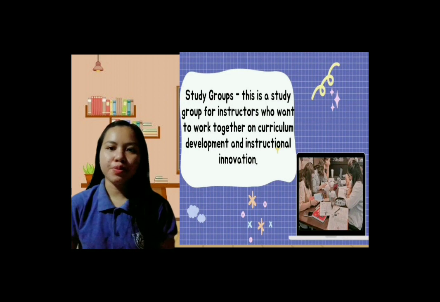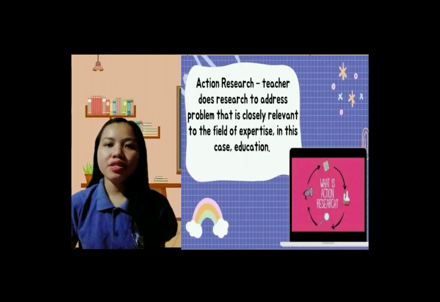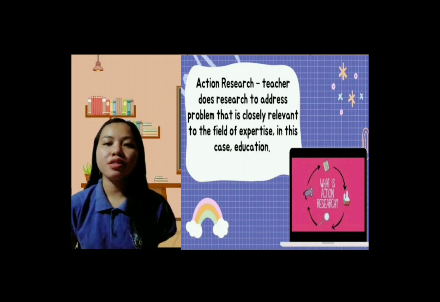First, we have study groups. This is a study group for instructors who want to work together on curriculum development and instructional innovation. Next, action research. Teacher does research to address problem that is closely relevant to the field of expertise, in this case, education. Through action research, teachers get the abilities they need to tackle student learning issues.